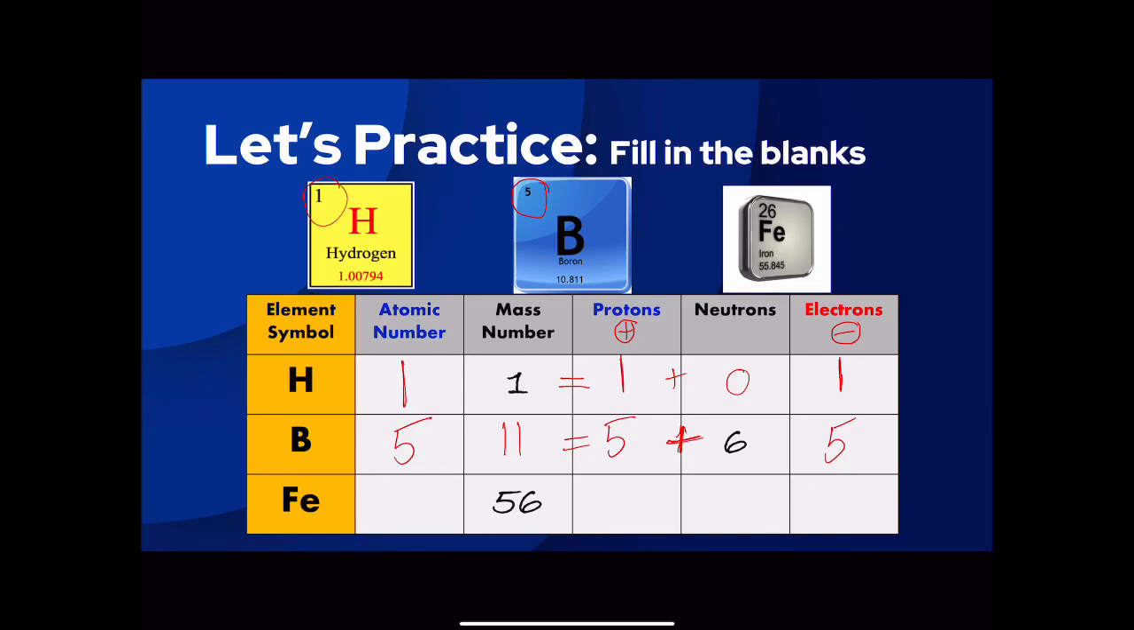Lastly, we have iron. Iron's atomic number is 26. That means we also have 26 protons, and the iron atom will also have 26 electrons. Now to calculate the number of neutrons, remember to take the mass number and subtract the protons from it to get the number of neutrons, which in this case, 56 minus 26 equals 30. So that's how you determine the subatomic particles present in a given atom.